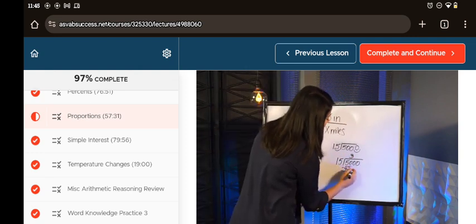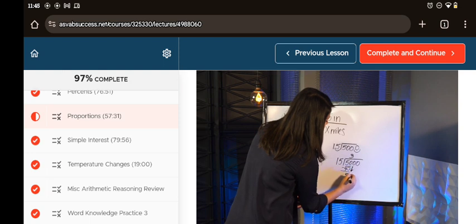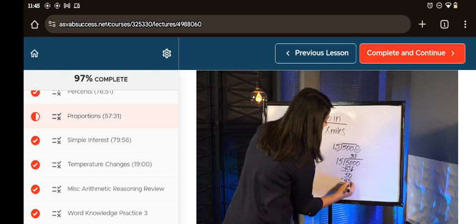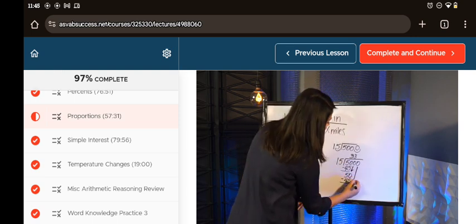15 times 3 is 45. 50 minus 45 is 5. Bring down the 0. 15 goes into 50 3 times. 15 times 3 is 45. 50 minus 45 is 5. And we bring down the other 0.